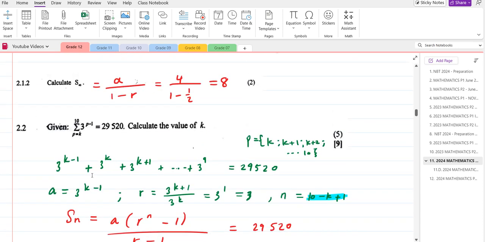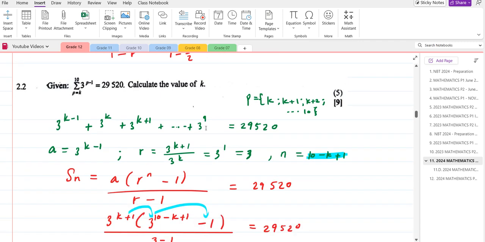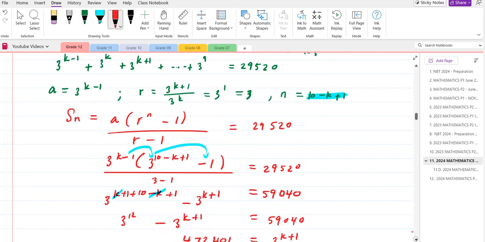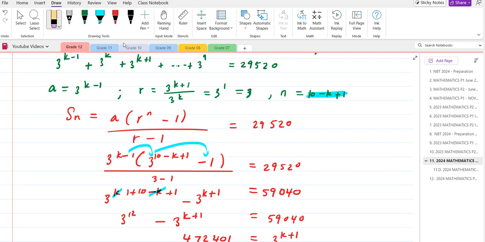Alright, let's start again. k minus 1, 3 to the power k, 3 to the power k plus 1. Alright, so 3 to the power 9, 29,520. Calculate the value of k. The value of a is 3 to the power k minus 1. Oh, k minus 1. I wrote a plus 1 here, guys. Okay, so I see where the problem is. There's a minus 1 here. So I should change this into a minus 1 here.